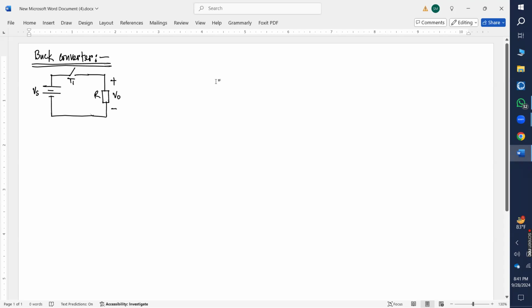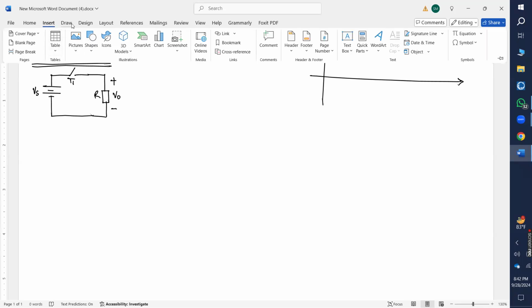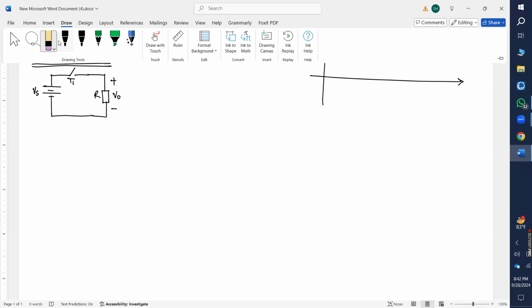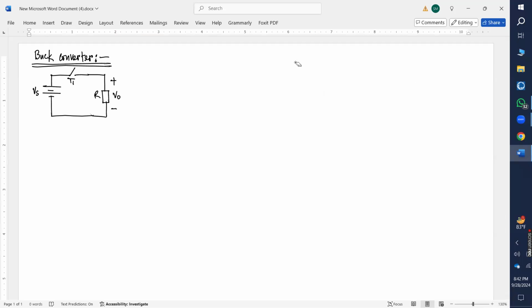Okay. So what is happening here is that, suppose we have a voltage source like this. Suppose this is my VS, which is the input voltage, and suppose the voltage across T1. Let me just draw these things in a better way.